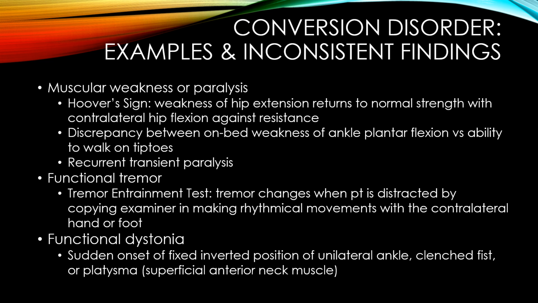Let's see. Then we've got a functional tremor. So with this one, we're going to see contradicting results through this tremor entrainment test. Now, this is when the tremor is going to change when the patient is distracted by trying to copy the examiner making rhythmical movements with the contralateral hand or foot. And that's definitely an interesting result.